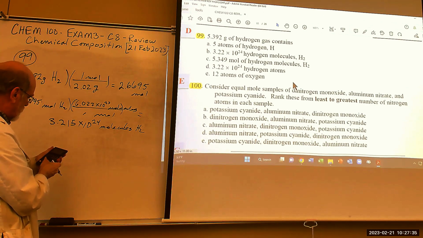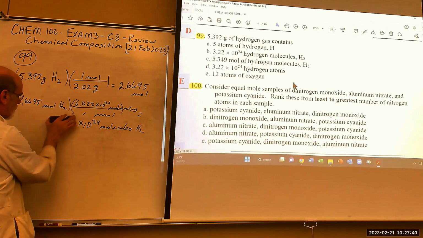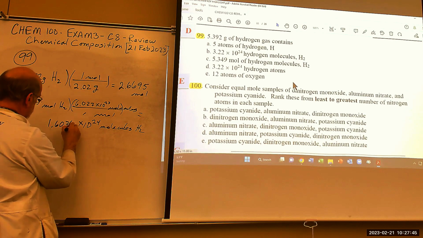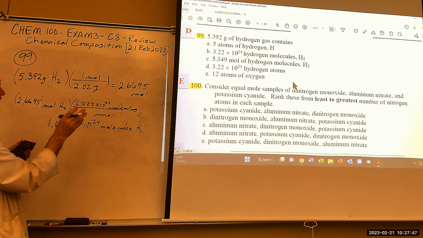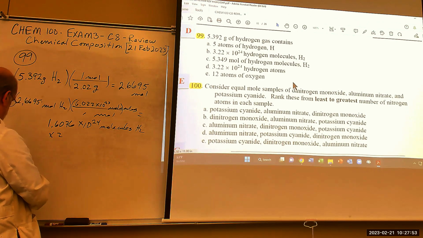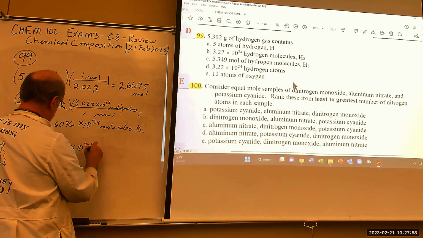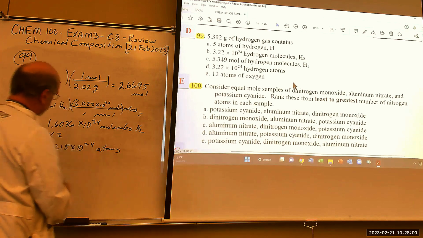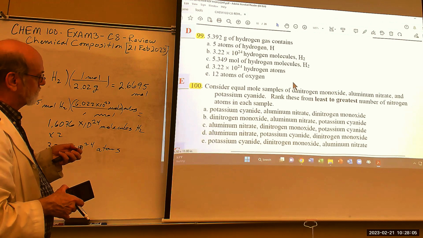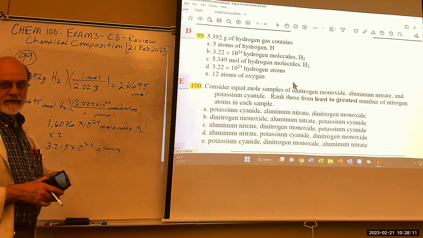Now times Avogadro's number. So that's 1.6076 times 10 to the 24th molecules. That's not up there. How about atoms? Well, it's times 2. So it'd be 3.215 times 10 to the 24th atoms. That's the closest one right there. All because I made that mistake right there.